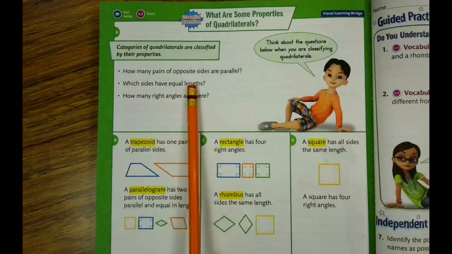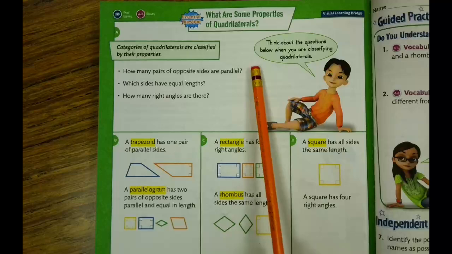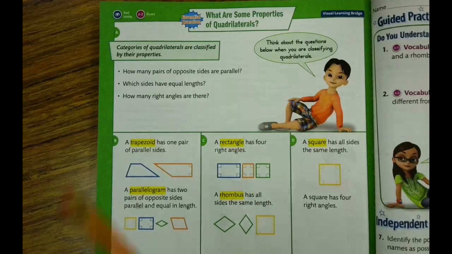Which sides have equal length? And how many right angles are there? That's going to help you decide. It says think about the questions below when you're classifying quadrilaterals. So I did tell you this already.